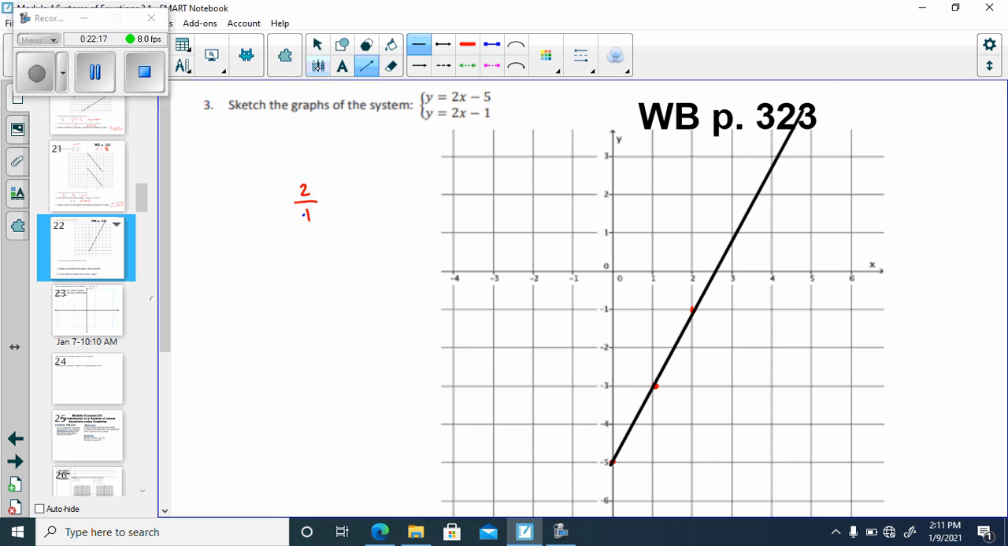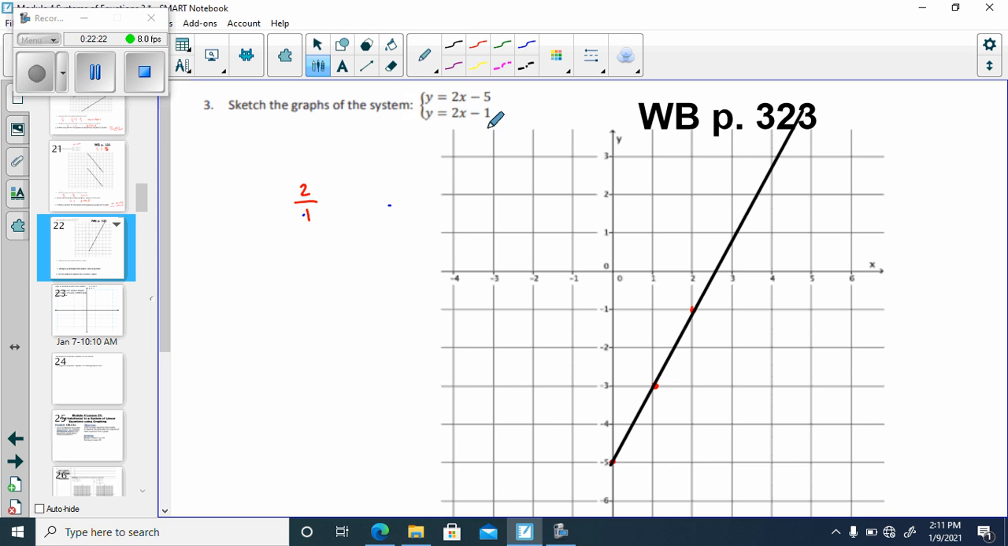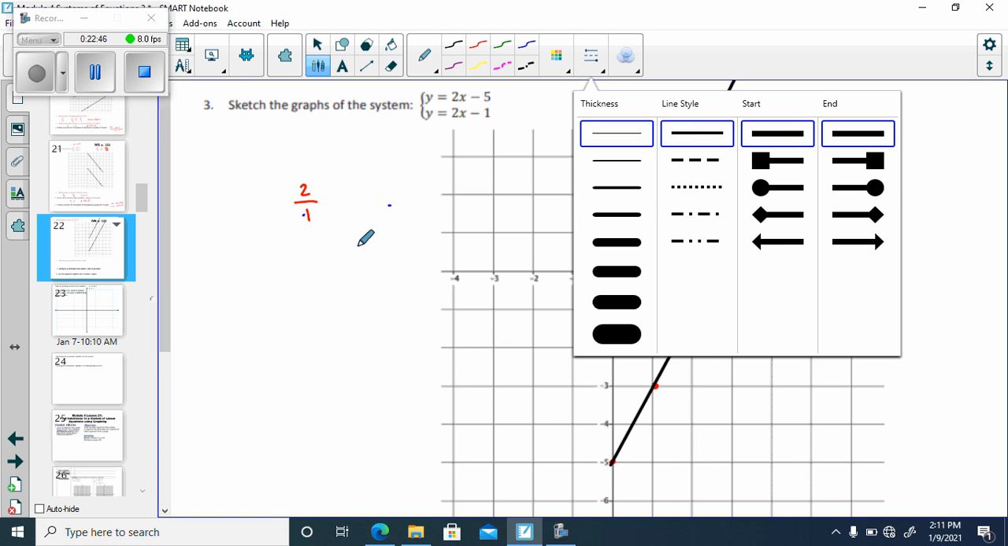Okay, now let's do the other one. My y-intercept is negative 1. My slope is 2. Up 2 and over 1, up 2 and over 1. Okay, so let's draw our line. Wow, look, they're parallel. If the slopes are the same, then the lines are going to be parallel. See, the slopes were both 2.